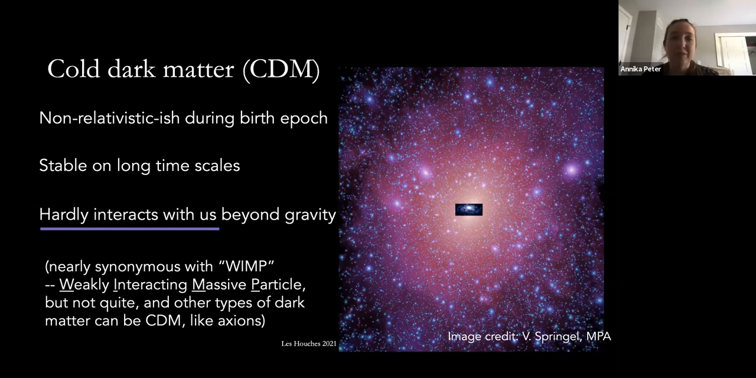Okay, so for cold dark matter, which is what most people simulate most of the time.